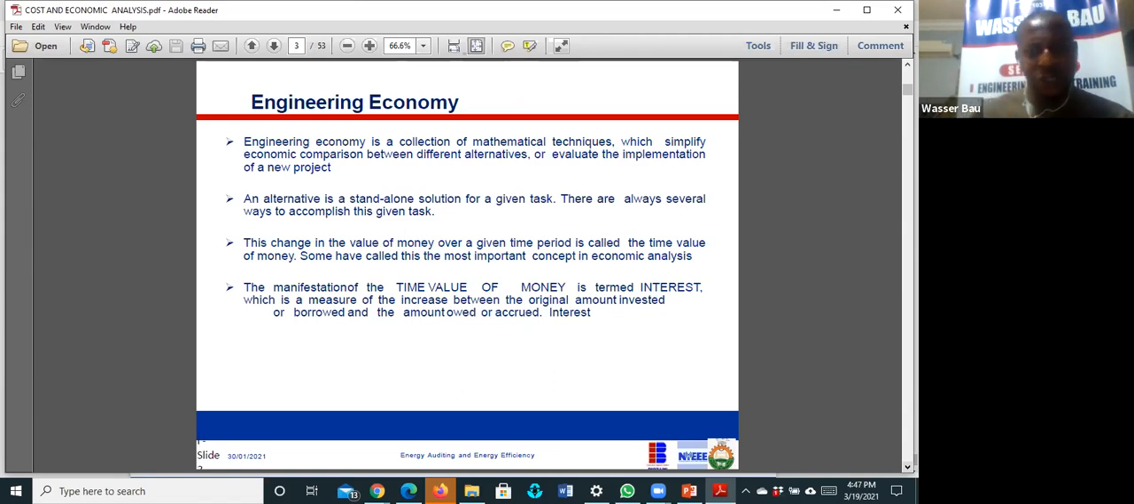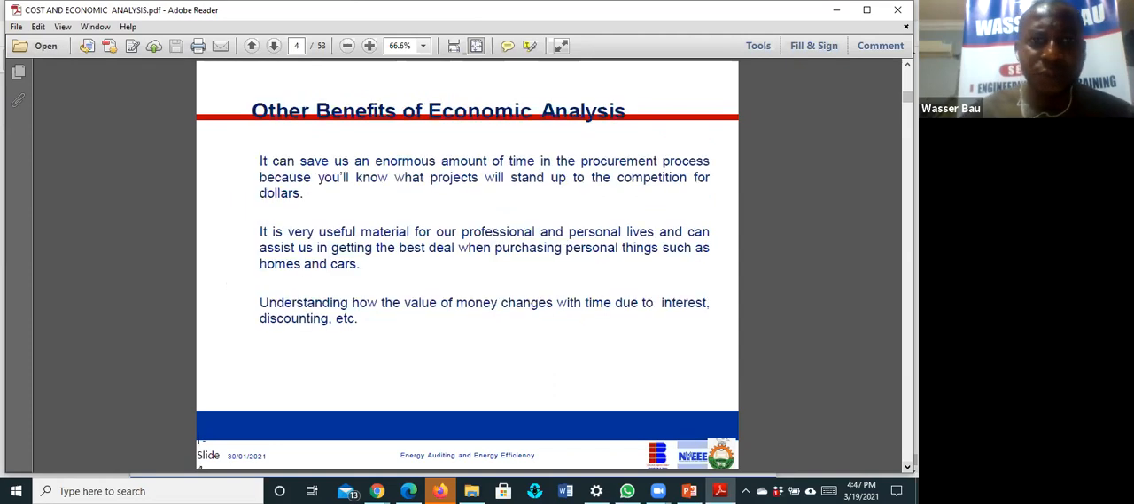Now I'm trying to lay a foundation for this so that when I say 2% interest rate, somebody will know what I'm talking about. When I say the hurdle rate, you know what I'm talking about. When I say considering the time value of money, you know what I'm talking about.